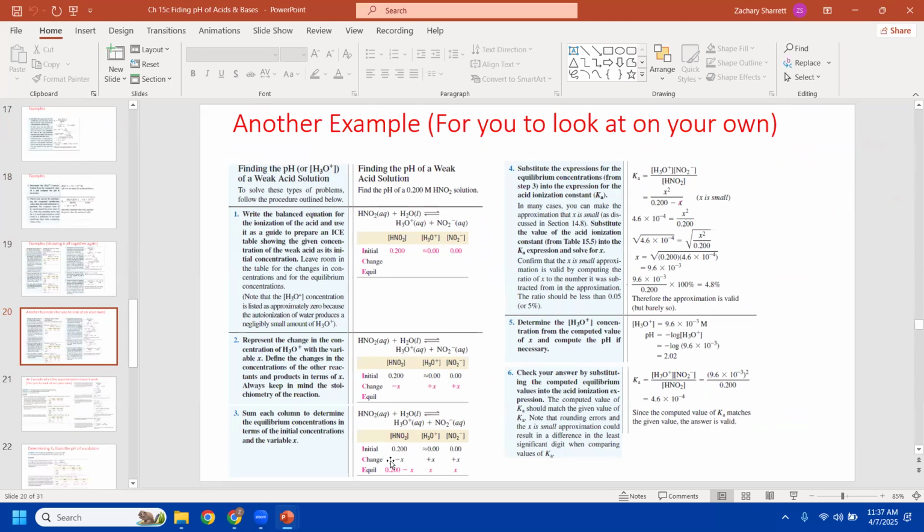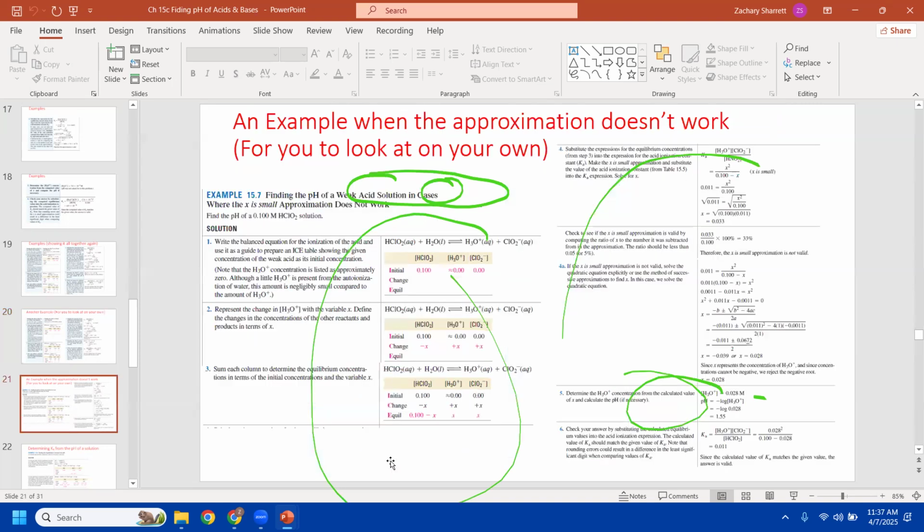My suggestion to you, we're not going to do this together in class because I want to continue on with our work. Find the pH of a 0.2 molar HNO2 solution. Here is the stepwise way to do it. This is the answer you should get. Try this on your own after class and see if you get that, okay? We're not going to do that together.